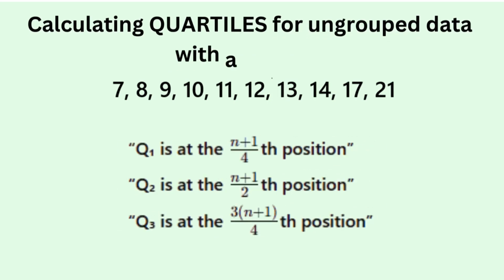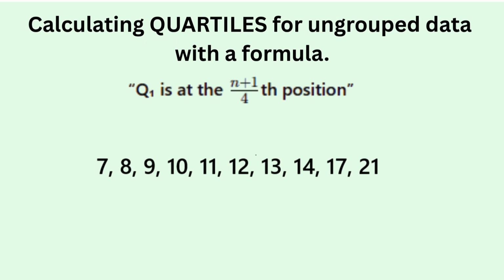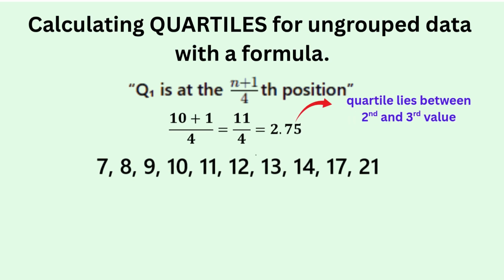Now let's calculate the quartiles using these formulas. Note that the data has 10 values, so n equals 10. The position of the first quartile is given as n plus 1 over 4. Since there are 10 numbers in the data set, we substitute 10 for n and get 10 plus 1 over 4, which is 2.75. It's important to note that 2.75 is not the first quartile. It represents the position of the quartile.